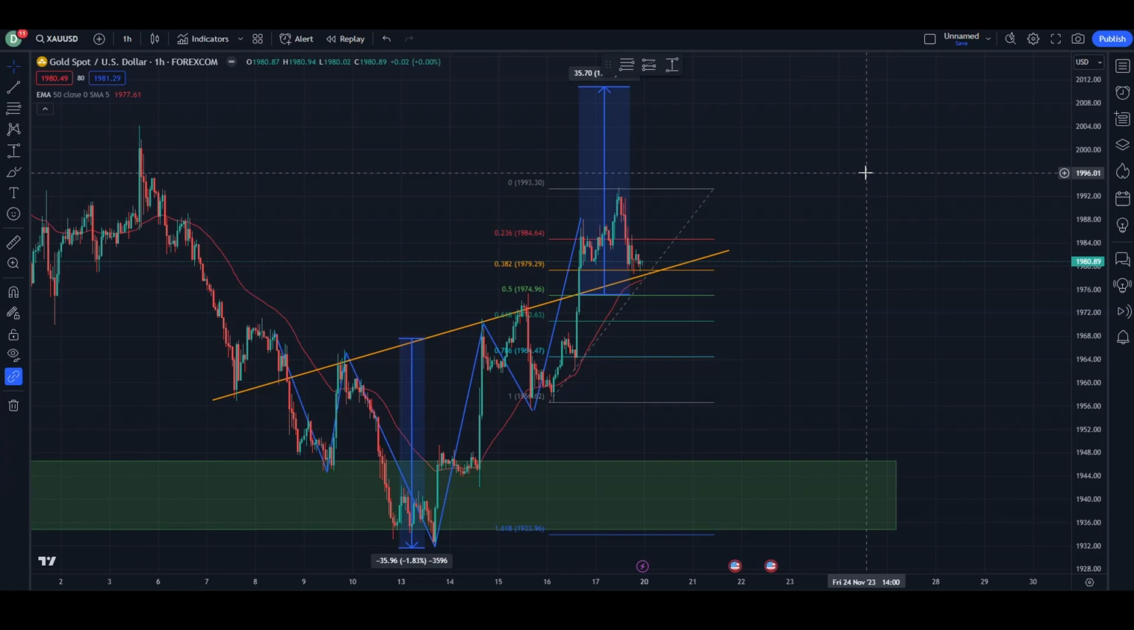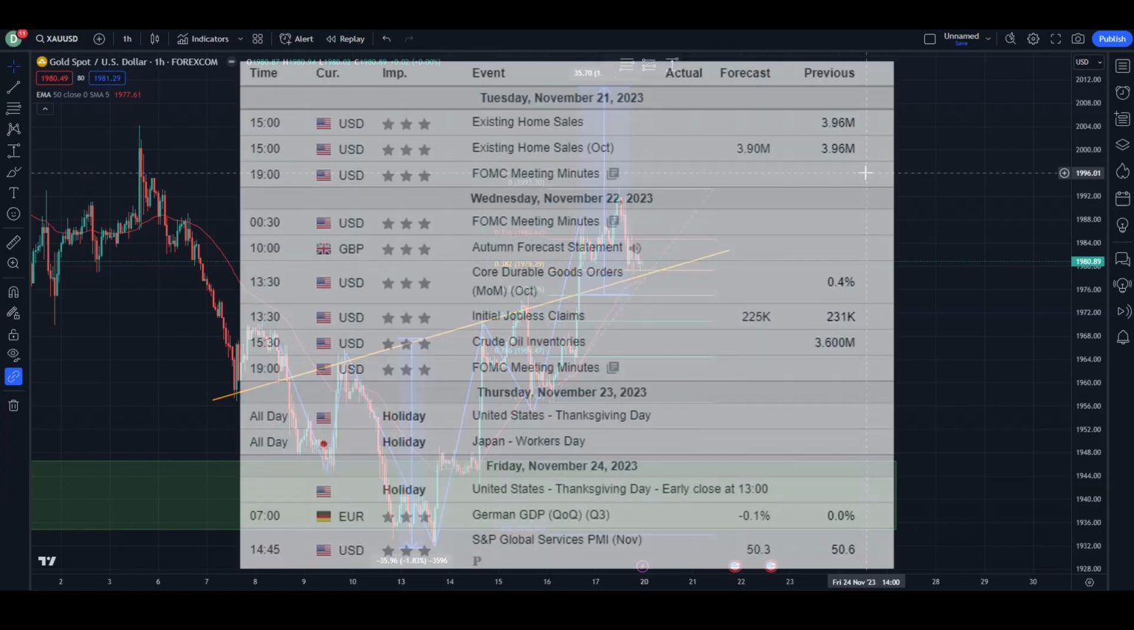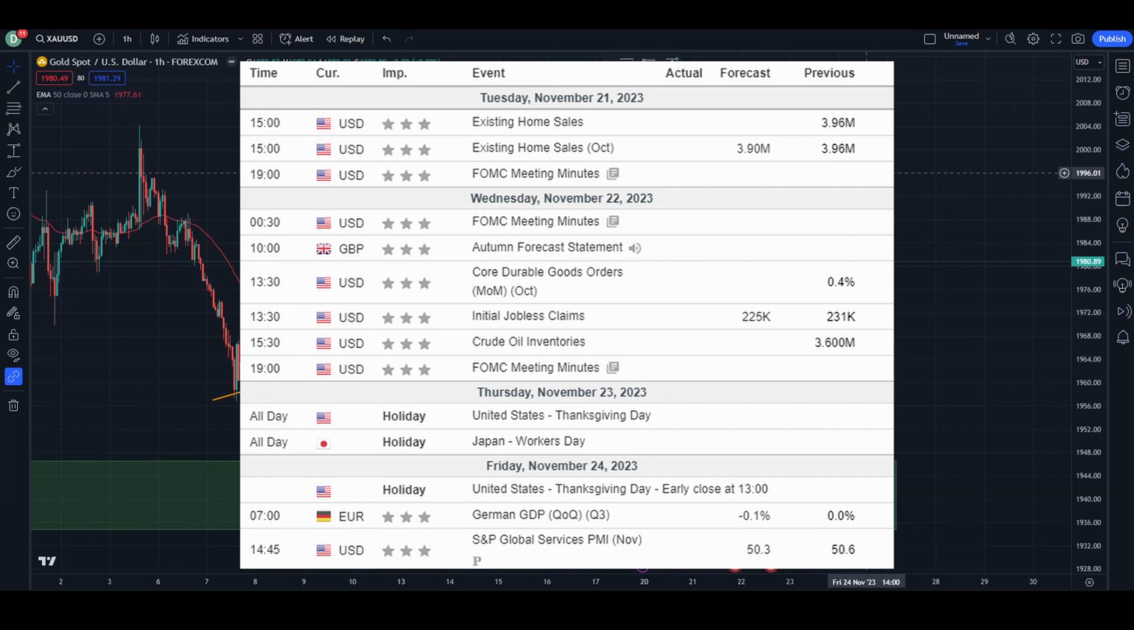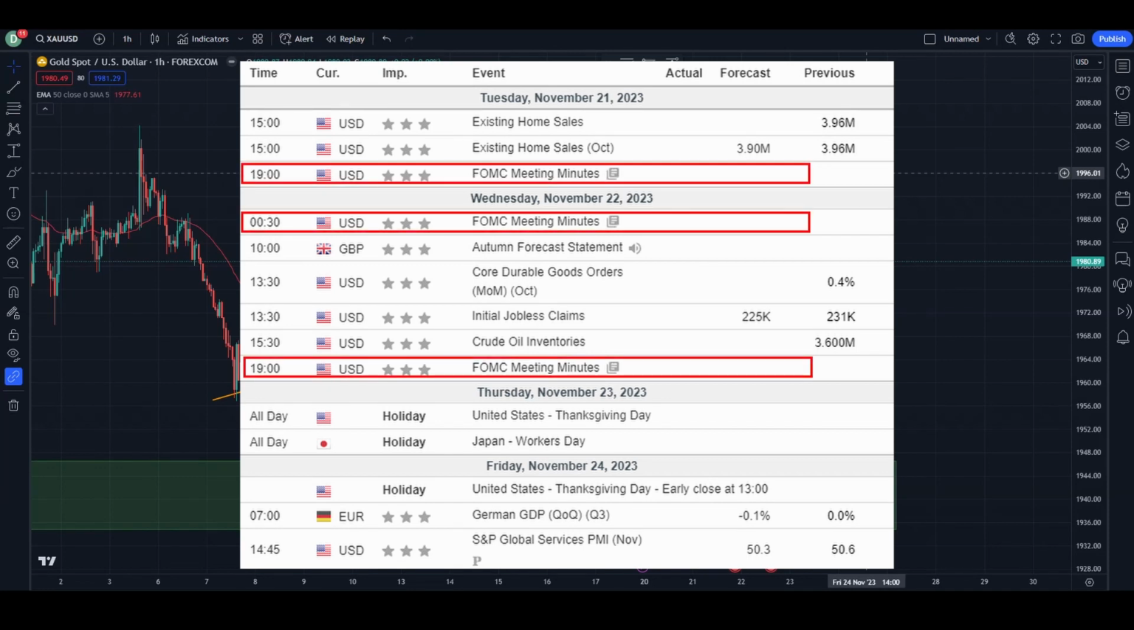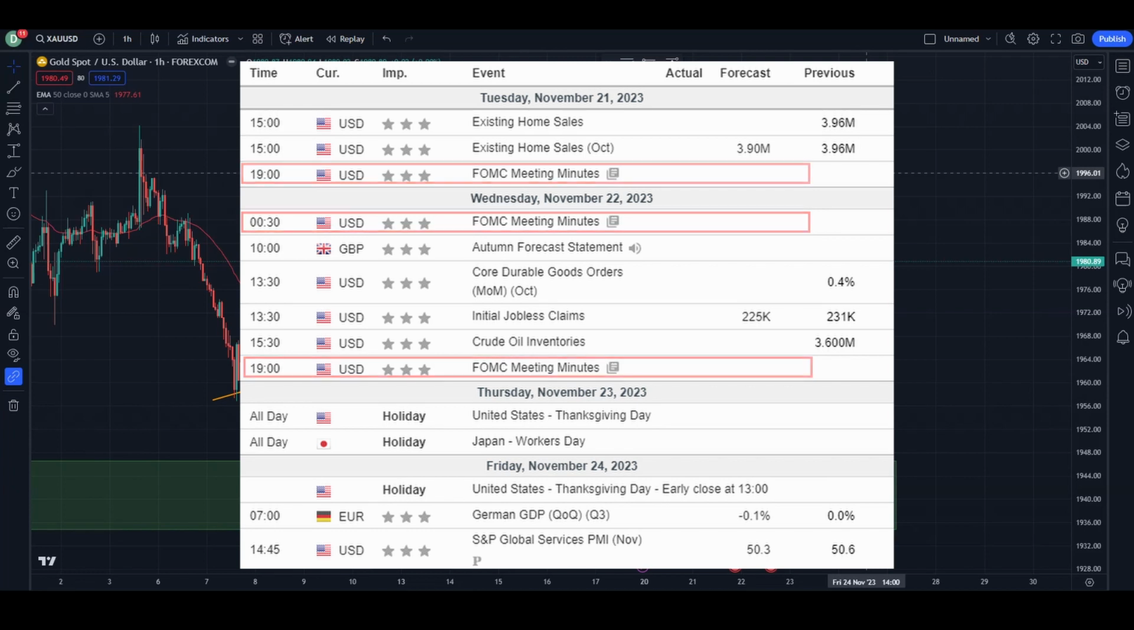The most important market events which can have an effect on the gold price are related to the FOMC. On the calendar, FOMC meeting minutes are marked 3 times. The first one would be on Tuesday, 7 p.m. UK time. The second one would be 5.5 hours later. That would be Tuesday against Wednesday, just 30 minutes after midnight. And the third one will happen at 7 p.m. on Wednesday, again UK time.